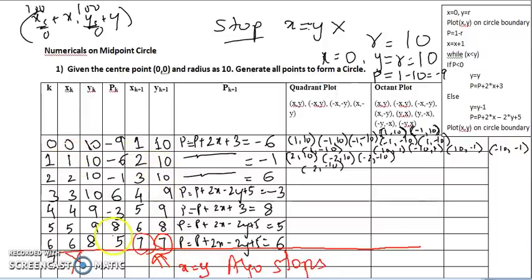So there are only 7 calculations that are required to complete a whole circle. For one octant, I calculate these values, and we have also seen how it will be reflected in all the other octants and quadrants as well. Okay, so this is all about your numerical on midpoint circle and how you solve it.